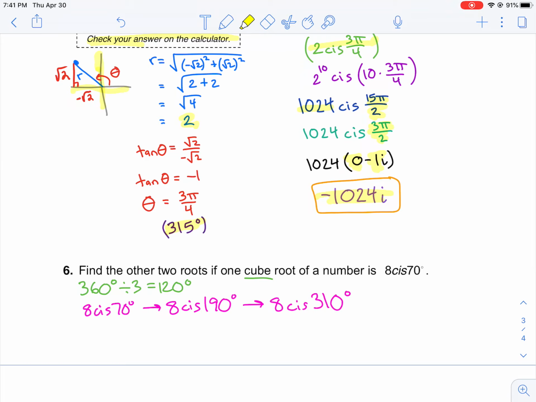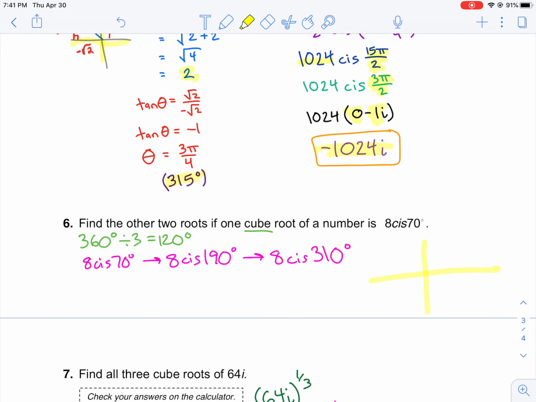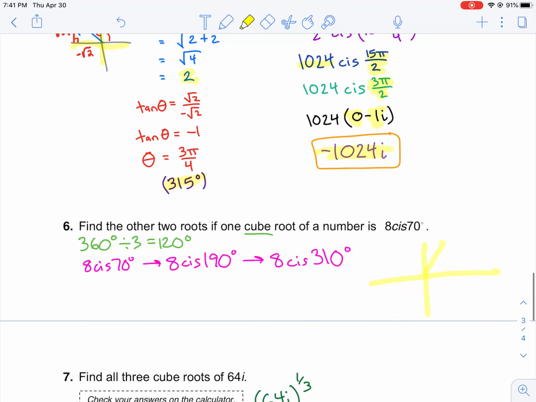Then, number 6, find the other 2 roots if one cube root of a number is 8 cis 70 degrees. So keep in mind, if I have a cube root then that means I have 3 solutions. One of them is over here at 70 degrees.